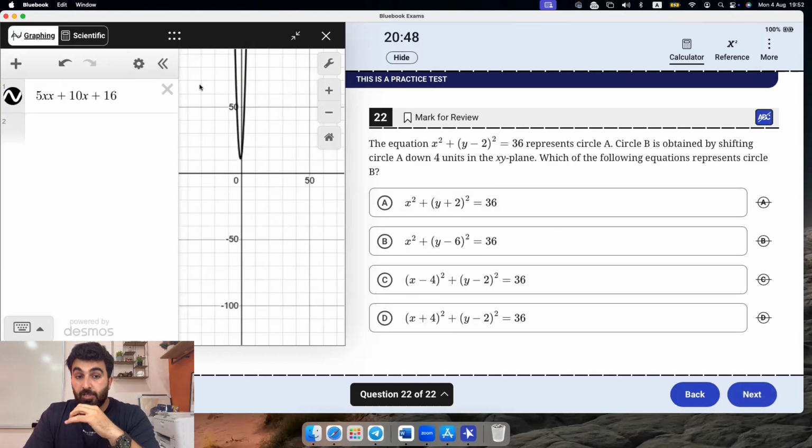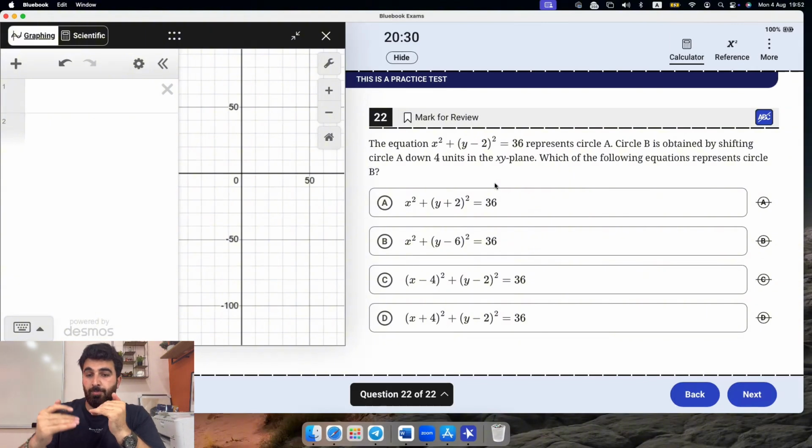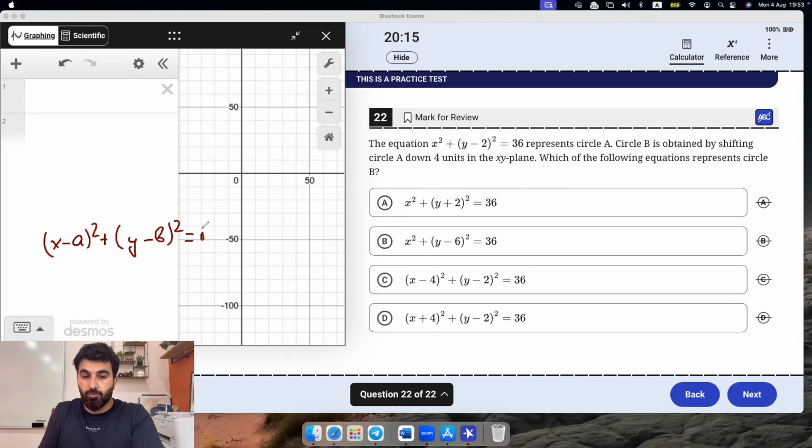The last question seems hard. It's related to the equation of a circle. This is circle A's equation, and circle B is obtained by shifting A down 4 units. Which of the following equations represents the circle B? To be honest, you can check the answer choices one by one. Just drop the A, B, C, D into the Desmos and see in what case the graph is shifted 4 units down. But if you know the equation of a circle, x minus a squared plus y minus b squared is equal to radius squared, where a and b are the coordinates of the center.